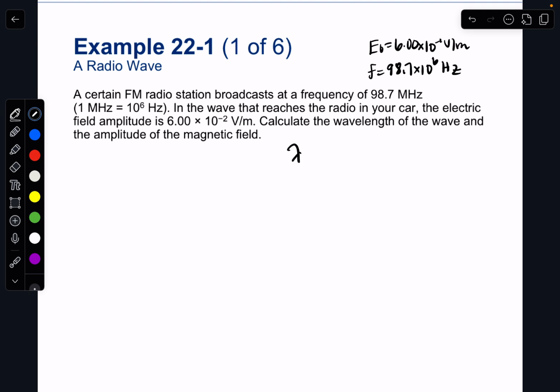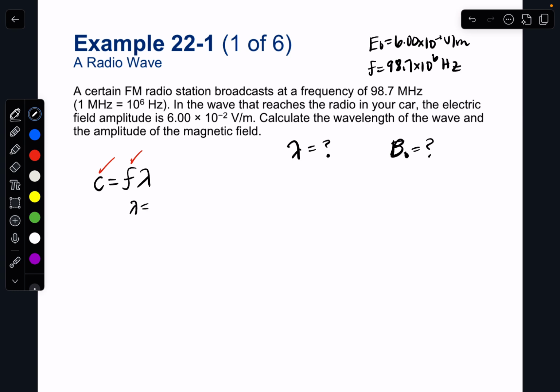So we want the wavelength, and then the amplitude of the B field. What's a little bit unspoken about this problem is we're assuming that this wave is in vacuum, so we know the speed off the bat. The speed of it is the speed of light. And we know that the speed of the wave is equal to the frequency of the wave times its wavelength. Since we're given the frequency and the speed the wave is traveling, we can very easily find the wavelength.